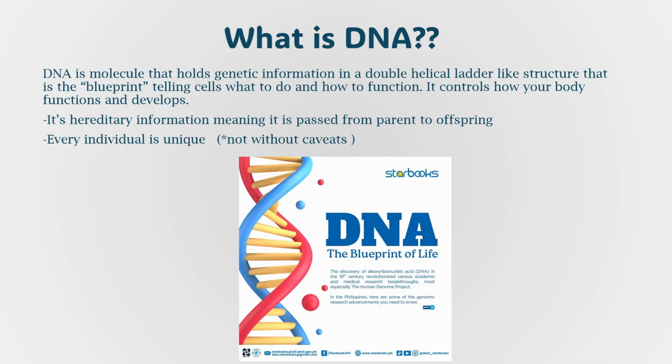If it's hereditary, it just means you can inherit it, like how you inherit money from a grandparent or a parent. You can inherit your parent's eye color or hair texture, curly or straight, or even hair color. Every individual is unique in regards to DNA.